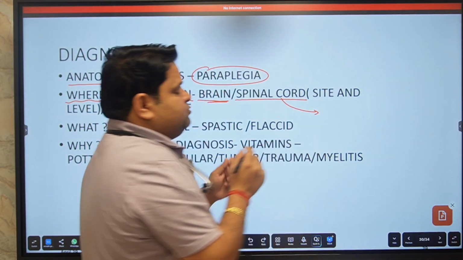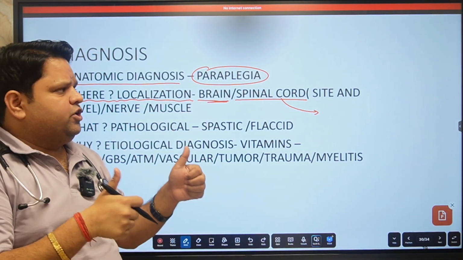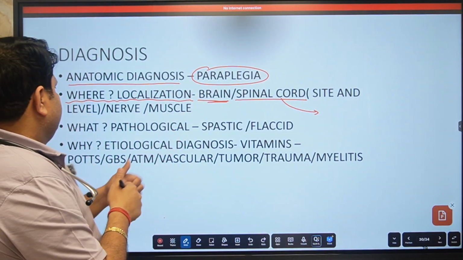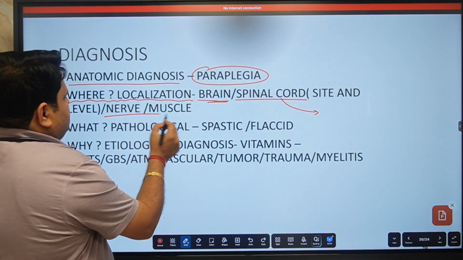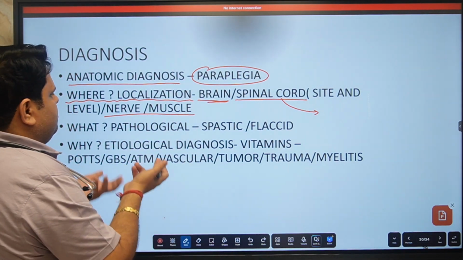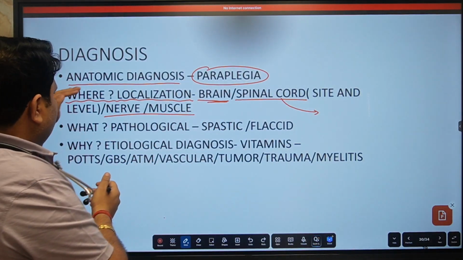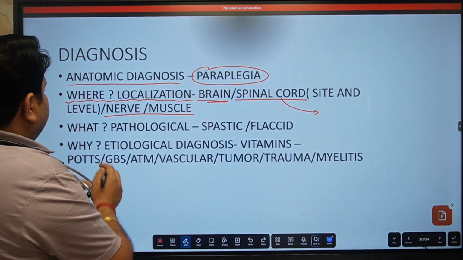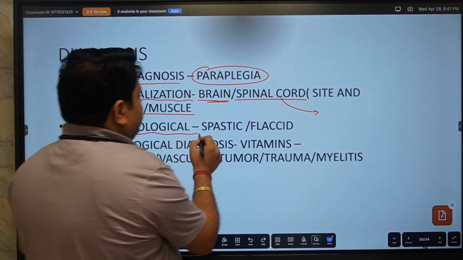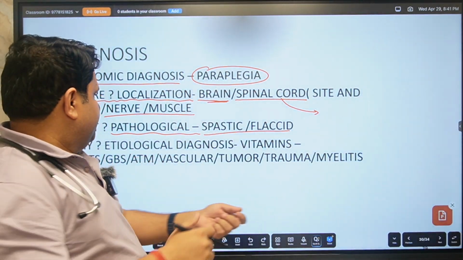If localizing in the spinal cord, what is your motor level, what is your sensory level, and what is your reflex level? If you are localizing to nerve, then which nerve, which type of nerves include, or muscles, which type of muscular dystrophy or muscle disease is there. So where is the lesion? Then what is the lesion? And what is the pathological diagnosis? Spastic type, flaccid type, cause is there, compressive or non-compressive is there.